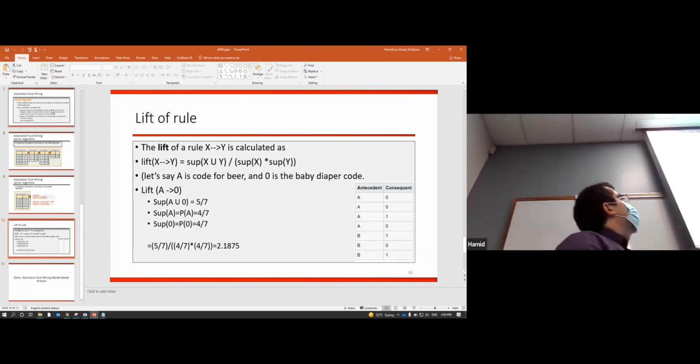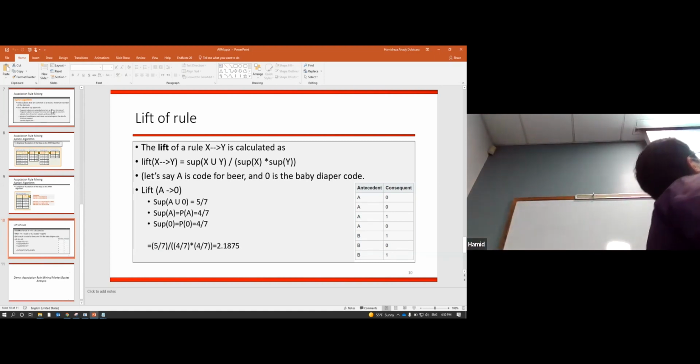Let's have an example for finding lift. So lift of x implies y is equal to support of x union y divided by support of x times support of y. So lift of 1 implies 0 means support of the union of 1 and 0. So A or 0, sorry, the union is either, it means the probability of 1 or 0. So 1 or 0 happens in the first, second, third, fourth, not in the fifth, and not in the seventh. So 5 out of 7.